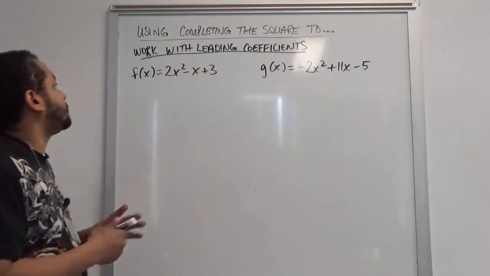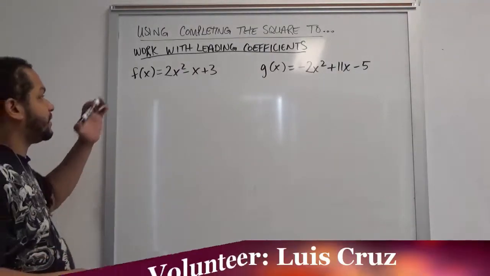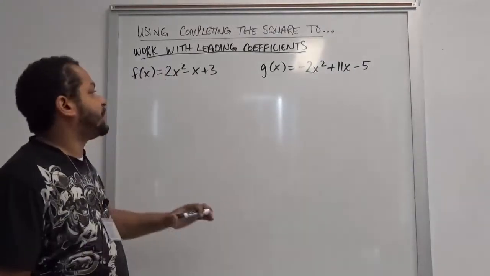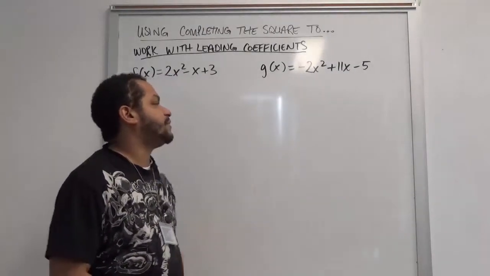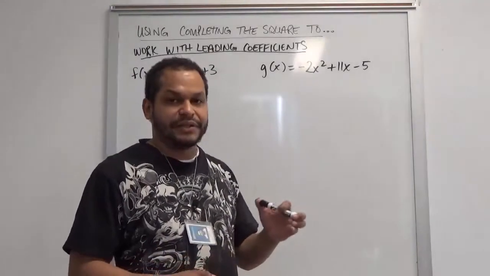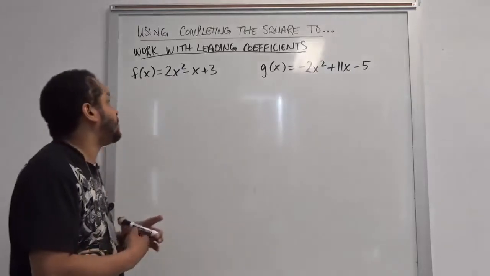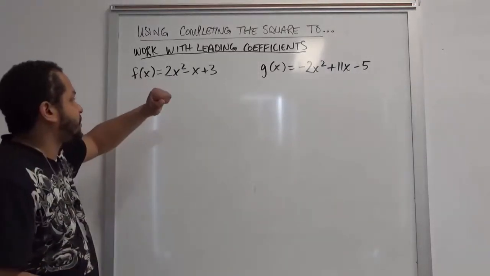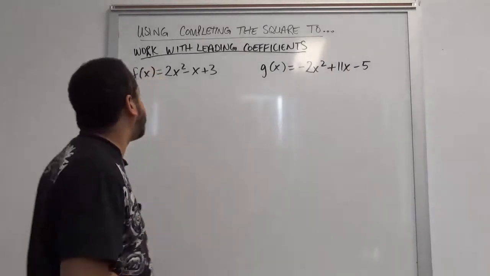Now we can also use completing the square to work with leading coefficients for different problems, right? You may have a positive coefficient leading the x squared term or a negative one. And in both cases, we have to see these as things that can be feasibly done, and we shouldn't be intimidated by them at all. So what we're going to do here is work a couple of them out. We're going to start off with f of x, then we're going to move on to g of x here.